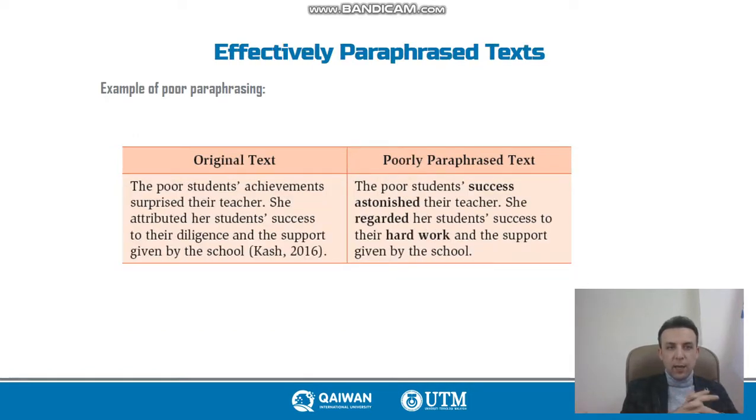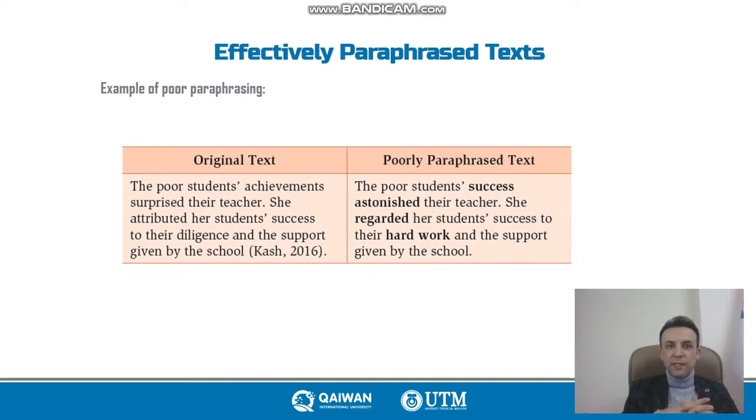Okay, example of poor paraphrasing. This is the original text that says, the poor student's achievements surprised their teacher. She attributed her students' success to their diligence and the support given by the school. So this is the original text. See, we have brought exactly the same text with only some changes in the words. Instead of achievements, we have used success. Instead of surprised, we have used astonished. It's a fact that we have changed some of the words and we have used their synonyms.